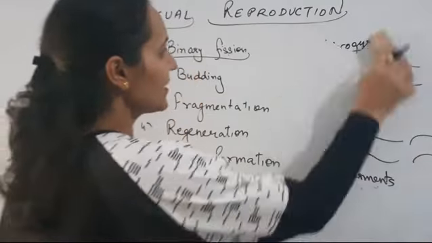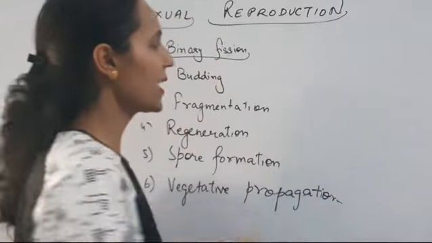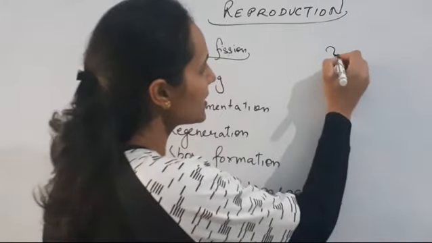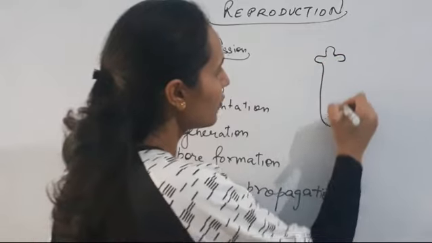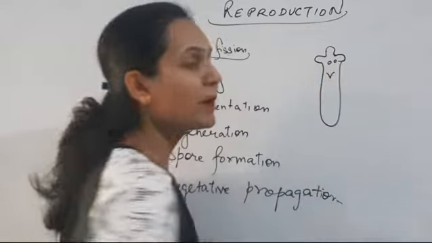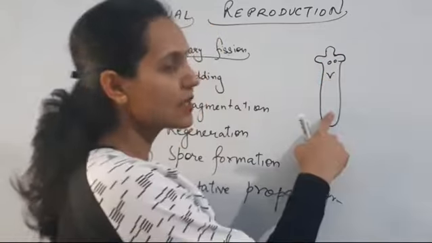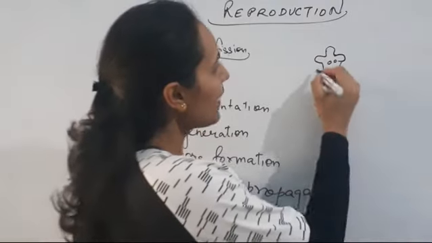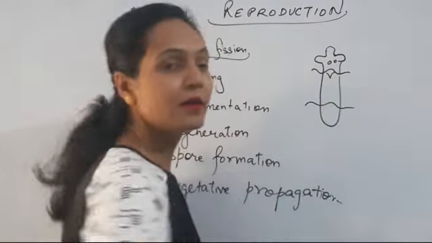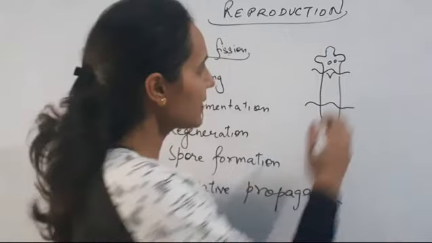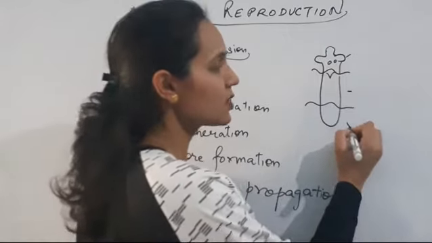Next is regeneration. Okay, in regeneration what happens? Suppose this is an organism which is named planaria. What happens if planaria loses its parts? Okay, this is the upper part, this is the middle part, and this is the lower part.